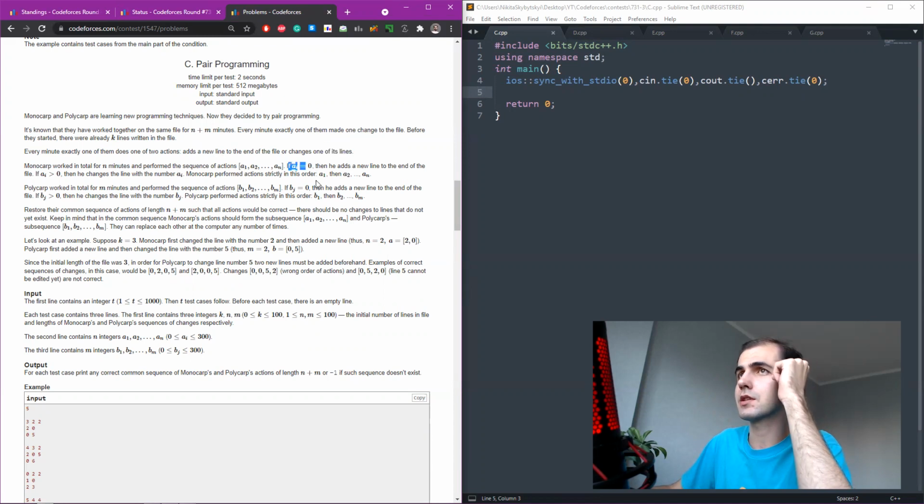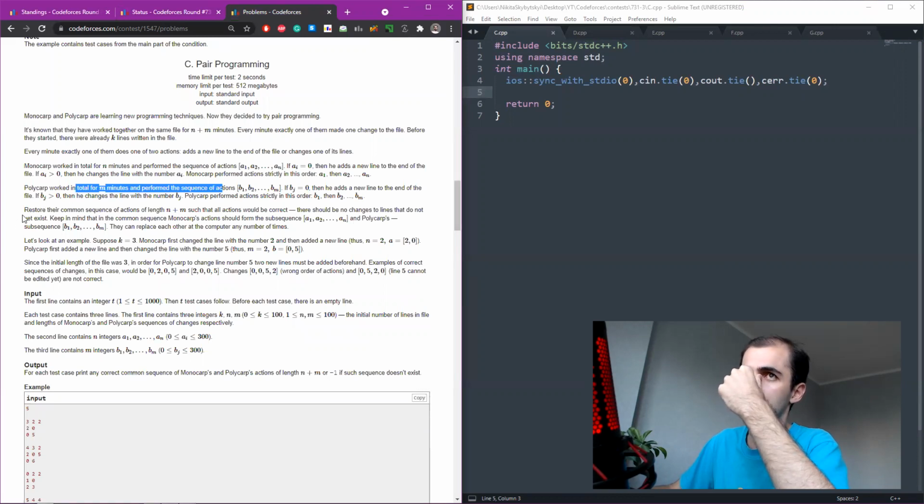If a_i equals 0, then he adds a line. If a_i is greater than 0, then he changes the line with number a_i. Monocarp performed actions strictly in this order. Same for Polycarp. Restore the common sequence of actions of length n plus m.